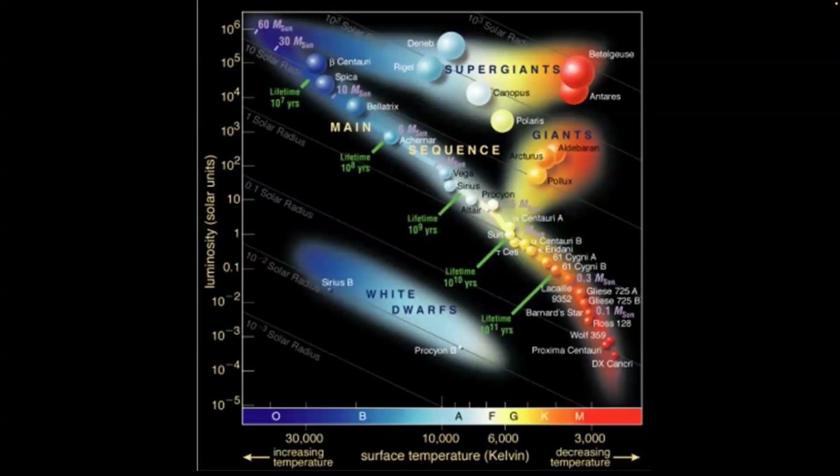So stars spend 90% of their lives on the main sequence. The giant and supergiant branches and this cloud of white dwarfs down here give us a clue to what happens when stars leave the main sequence and start to enter their twilight years. So we will talk about that in the next couple of lectures.